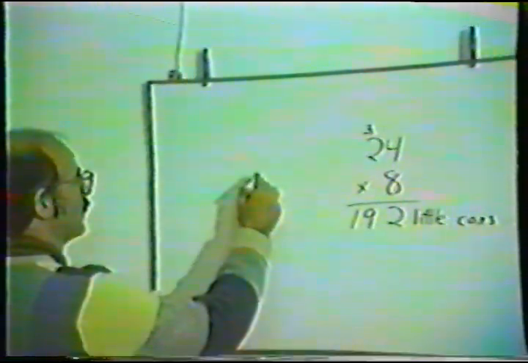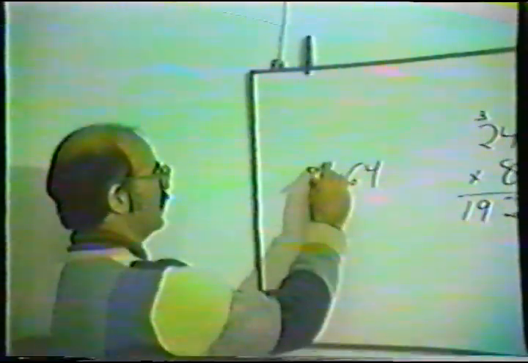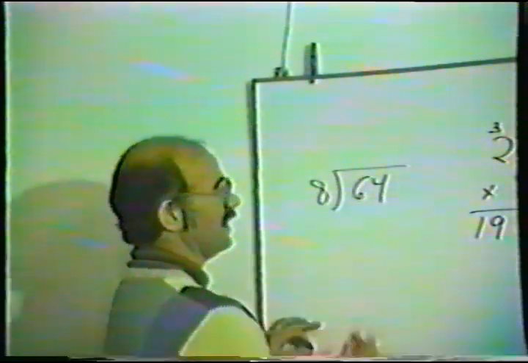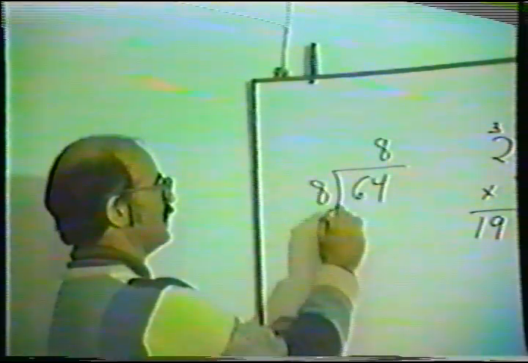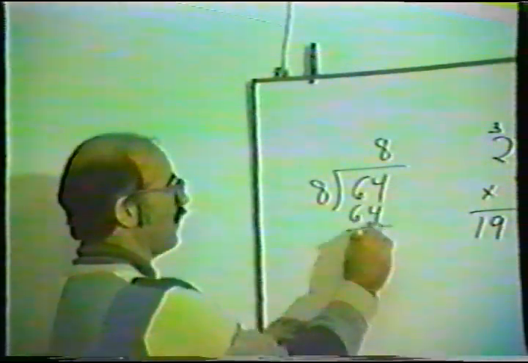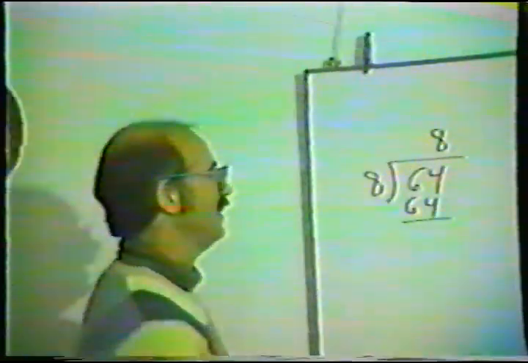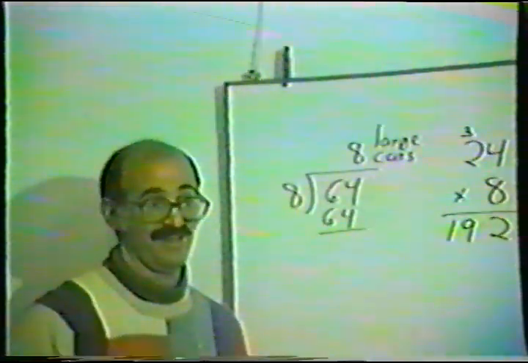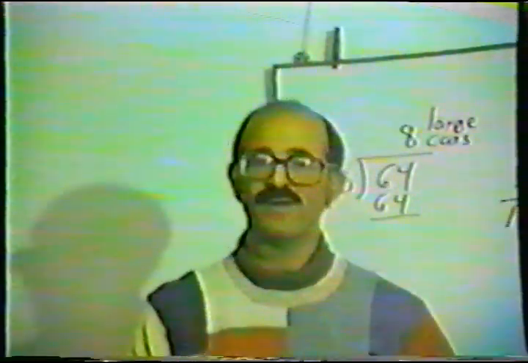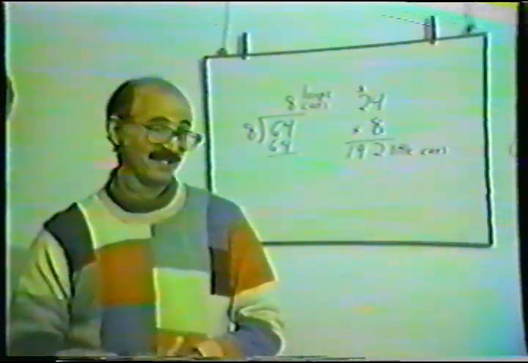So we have 64 large cans and we have 8 cupboards. How many 8s are there in 64? 8, because 8 times 8 is 64. The answer is 8. 8 what? 8 cans. And what kind of cans are these? Large cans. So, now we know when to multiply and when to divide.